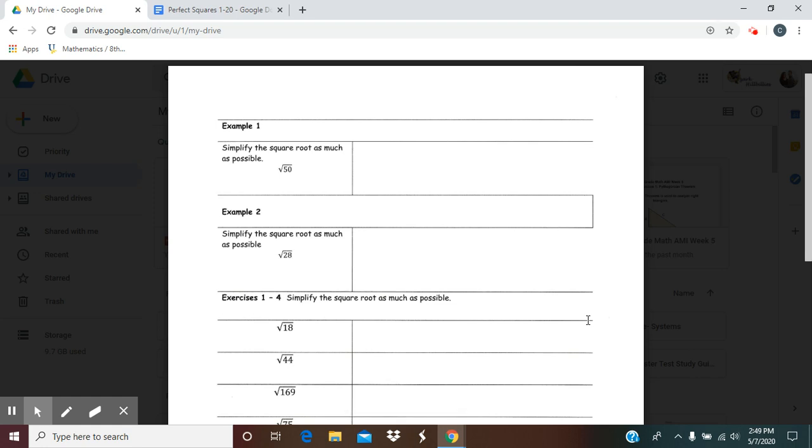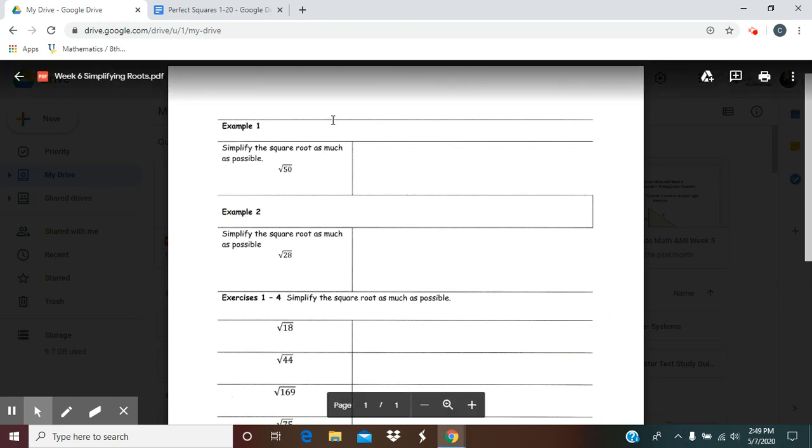Hello, eighth graders. So we're looking at our second assignment for AMI Week 6. This is simplifying square roots. I'm going to introduce this concept to you guys for the first time. So this is something new, so you probably definitely want to go through watching this video.